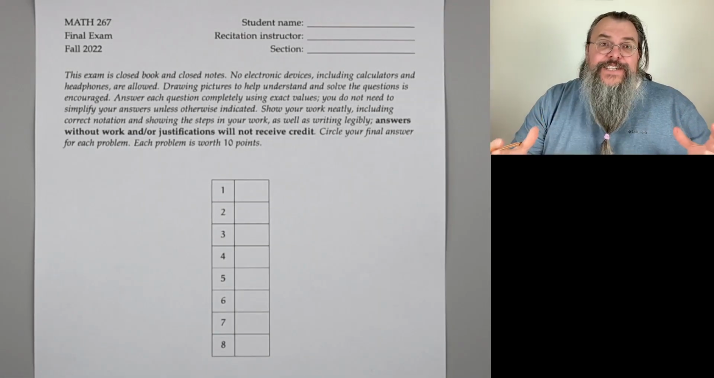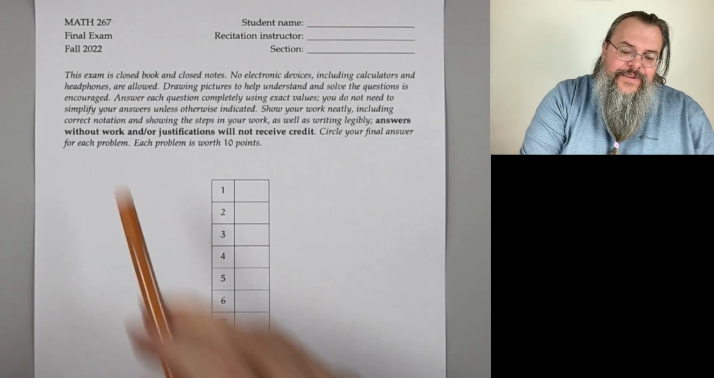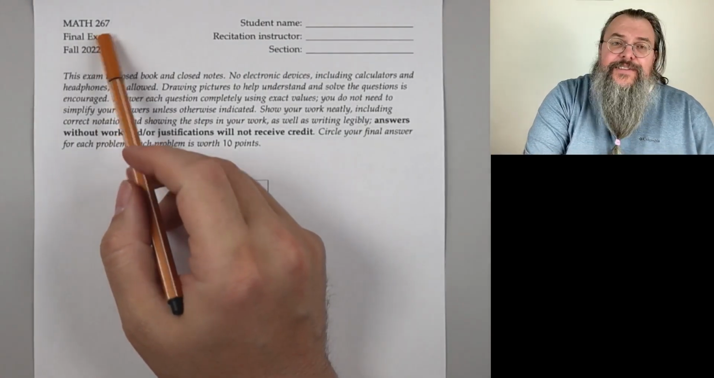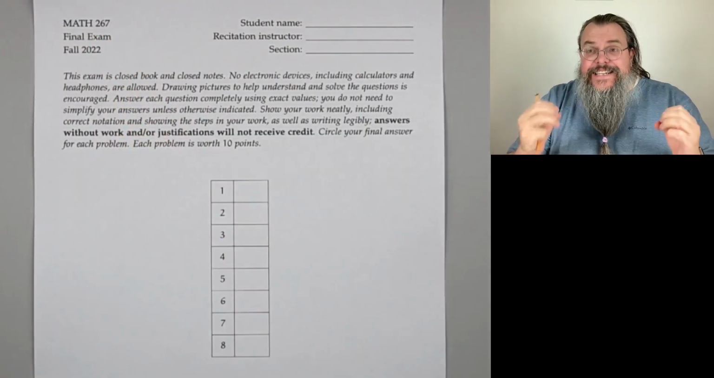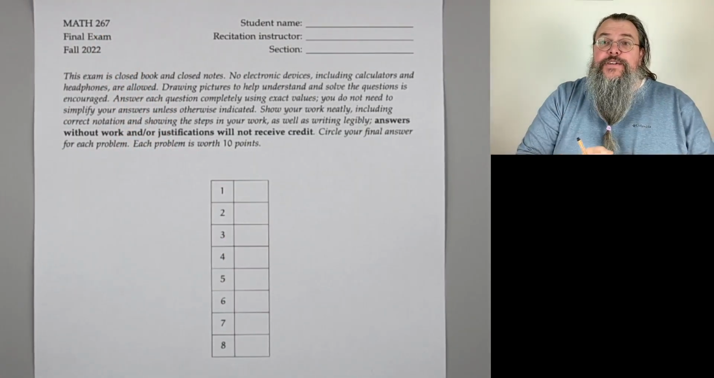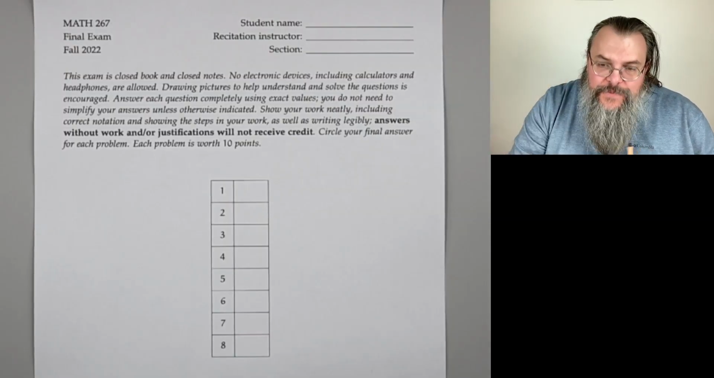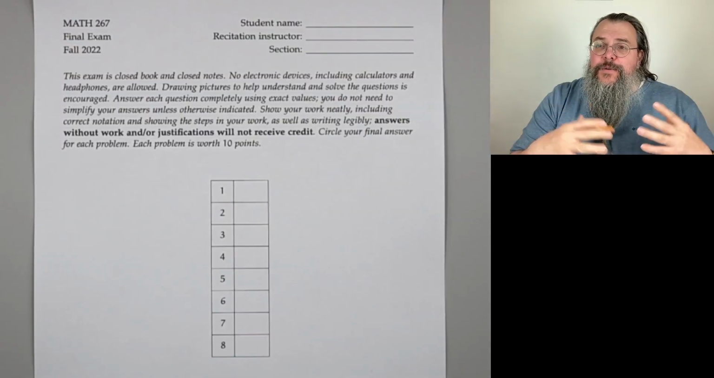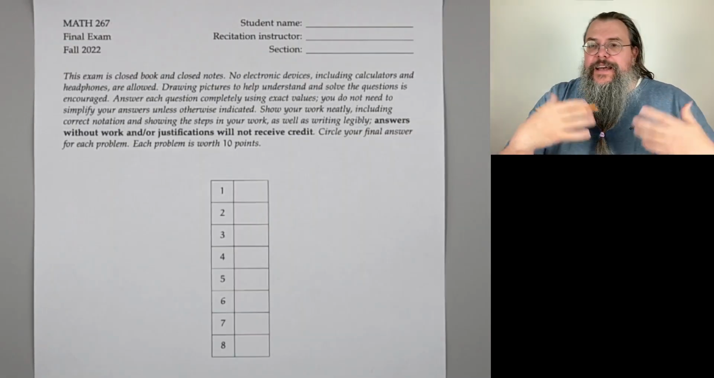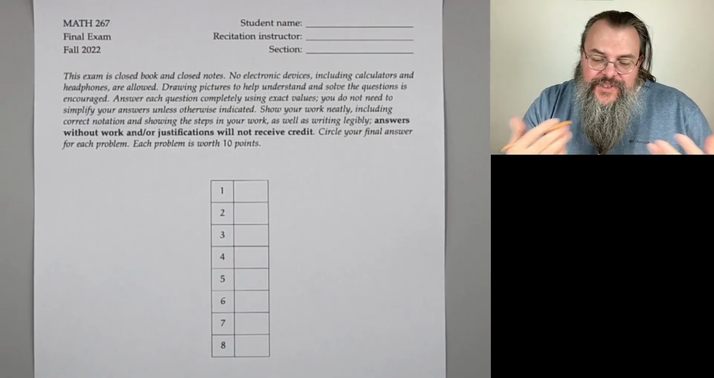A differential equations final. Nice! So that's what Math 267 is, differential equations. And this is an excellent vintage. Fall 22. Beautiful, beautiful. And it was a lot of fun to write. And of course, we hope the students had a lot of fun taking it.